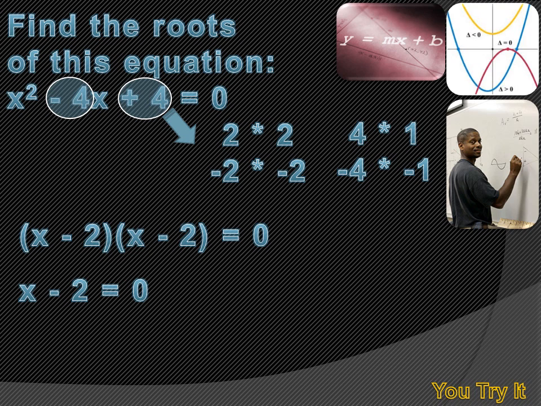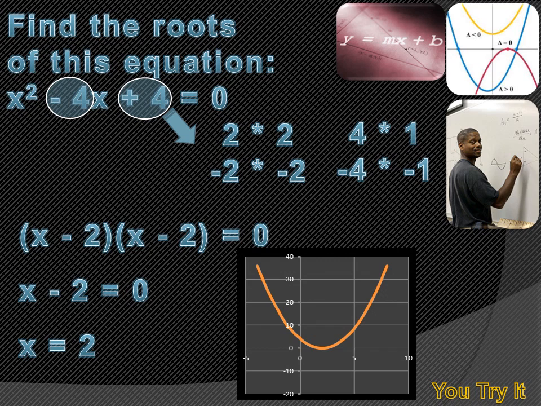And x minus 2 has to equal 0, and x equals 2. So my solution is 2. Now if I were to graph this solution, it would look just like this. And you'll notice that there's only one solution, and the curve only hits the x-axis in one spot at (2, 0). If there's only one solution, then the curve will only hit the x-axis once.